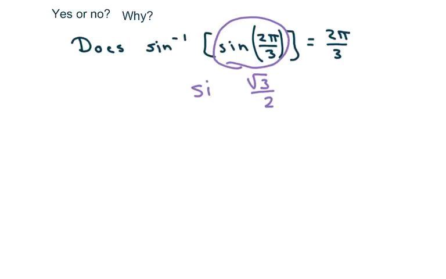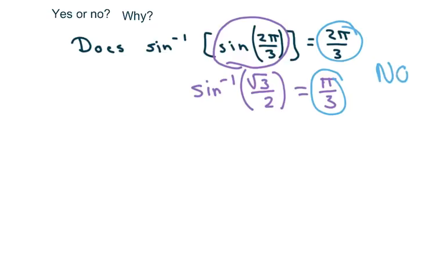So I'm going to put the inverse sine in front of this. Now, we know that inverse sine is restricted to quadrant 1 and 4. And inverse sine of square root of 3 over 2 is going to be pi over 3. So clearly, these two do not match. So that would be a no. Okay? So that's how you can show why. You have to explain why.